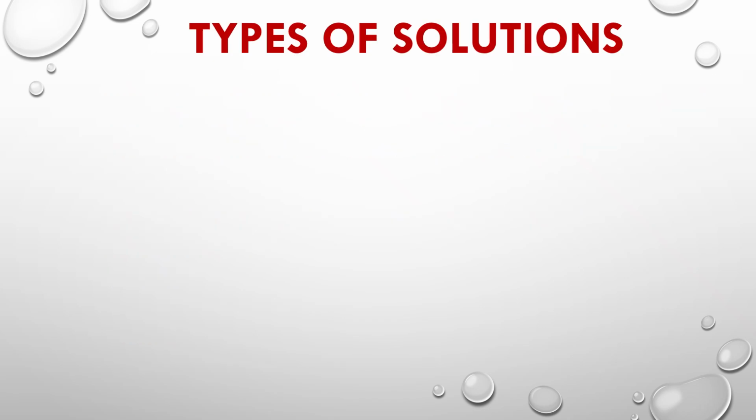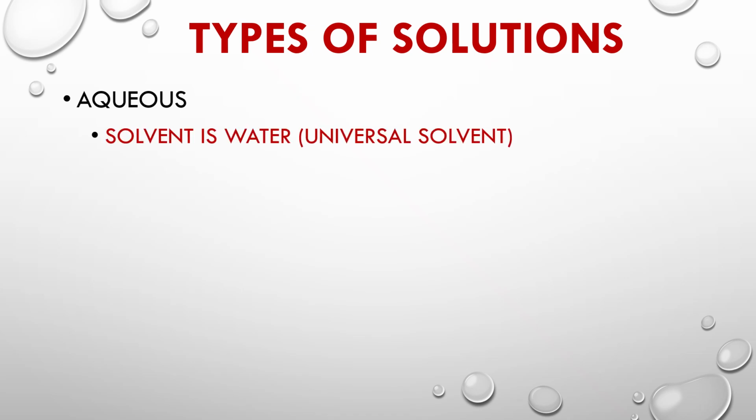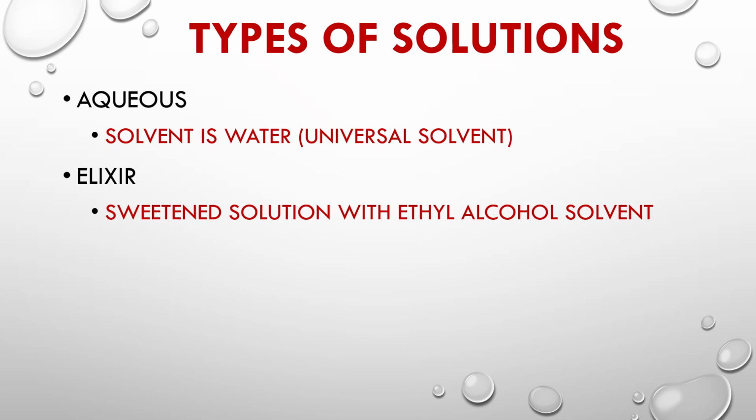So we have a few different types of solutions. We have aqueous solutions, so aqua, thinking about water. So here the solvent, again, the larger amount, which is water, so it's the universal solvent. A lot of times water is used to make up these solutions, but not always. Elixirs is a sweetened solution that has alcohol as the solvent. So instead of using water, we're using alcohol, and we've sweetened it. So we've added some sugar to make it taste a little better.